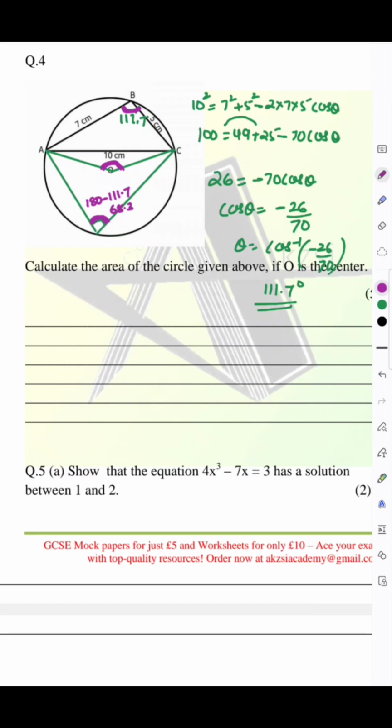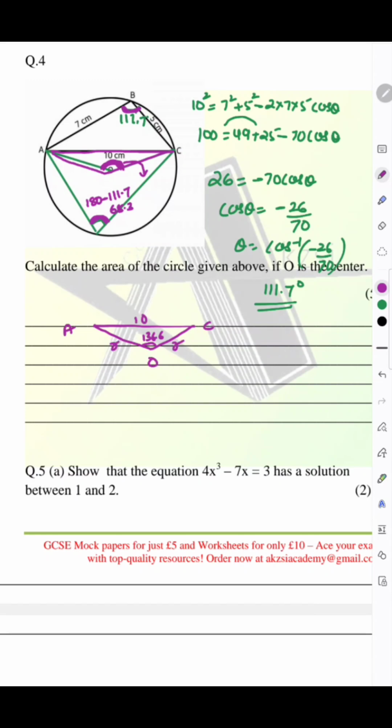Now we have this angle. I can apply the cosine rule here in this triangle. So this angle is 136.6. Let me draw this triangle separately. This is 136.6, the sides are r, r, and 10.